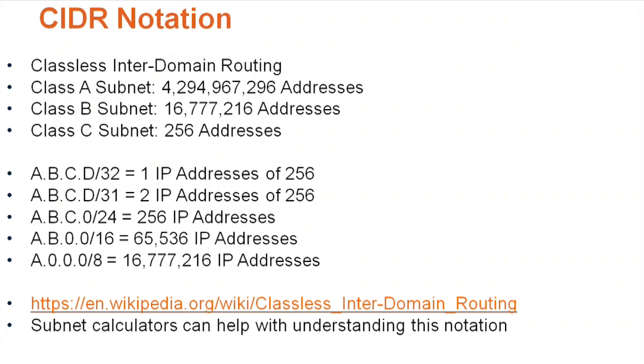So then another type of notation is the A.B.C.0/24, which is 256 IP addresses. The A.B.0.0/16 is 65,000 IP addresses. A.0.0.0/8 is 16 million-plus IP addresses.